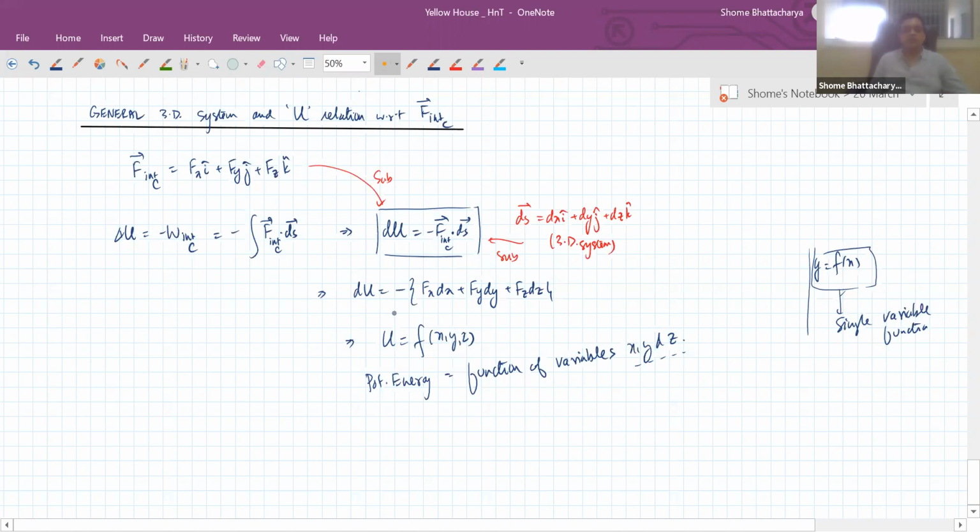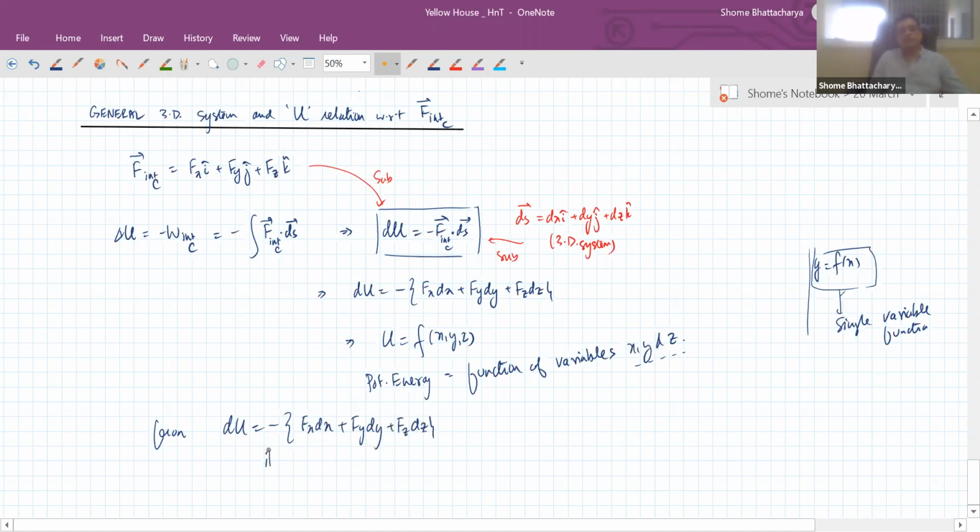But now we are learning a case where the function will become of three variables, x, y, and z. So accordingly, for such function, we have slightly different principles of defining this. Okay. So from this equation, du is equal to minus of fx dx plus fy dy plus fz dz.